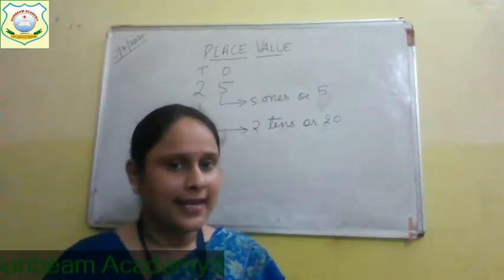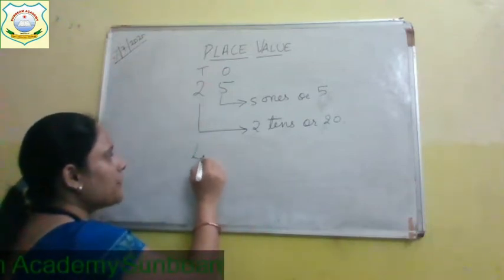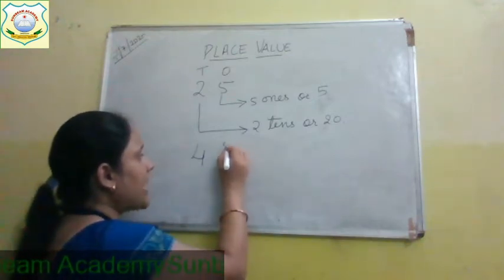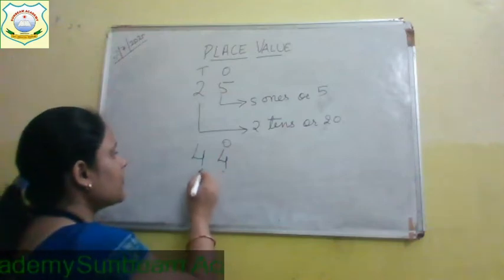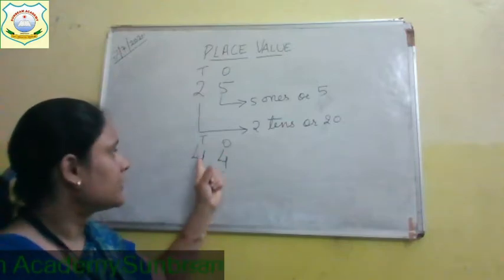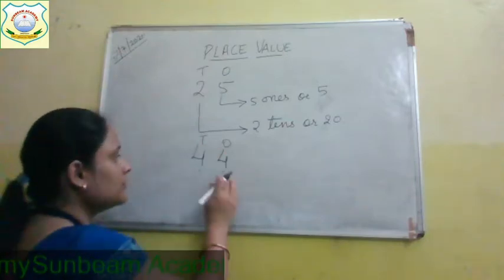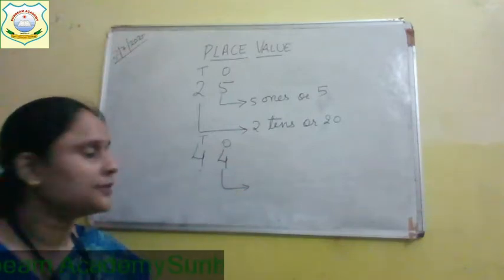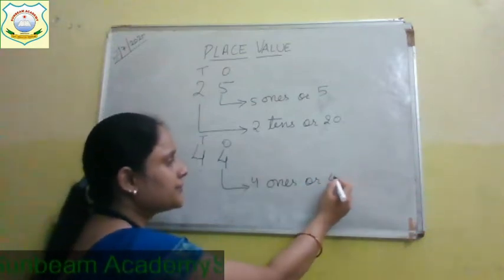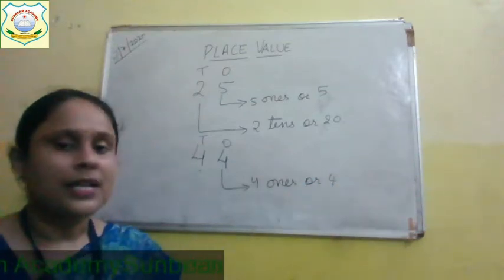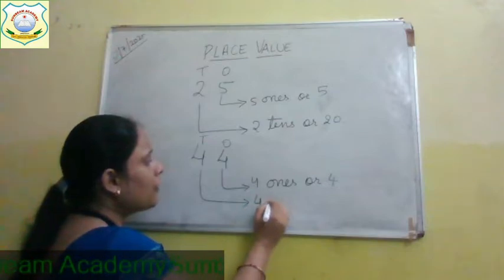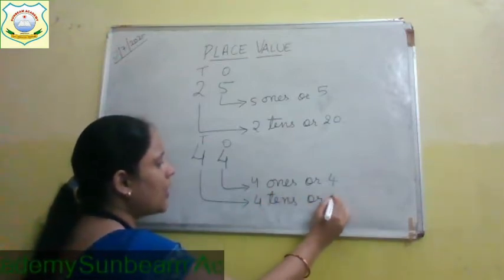Now let's see the second example. Suppose the number given to you is 44, where this 4 is at ones place and this 4 is at tens place. What is the place value of this 4 then? 4 ones or 4. This 4 is at tens place. So what is the place value of this 4? 4 tens or 40.